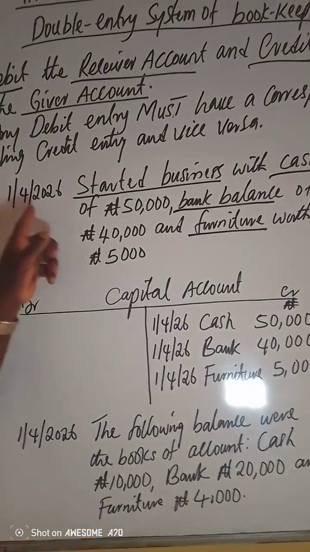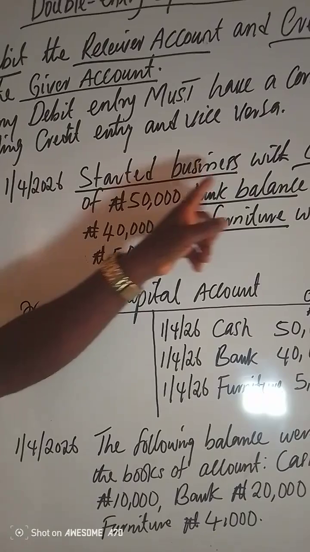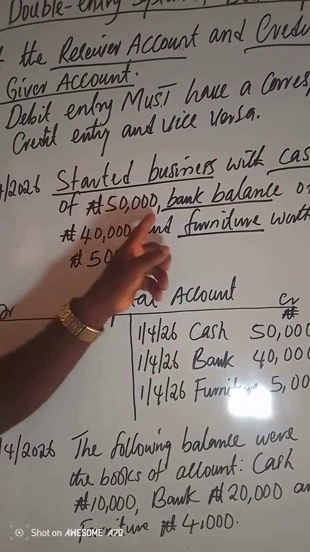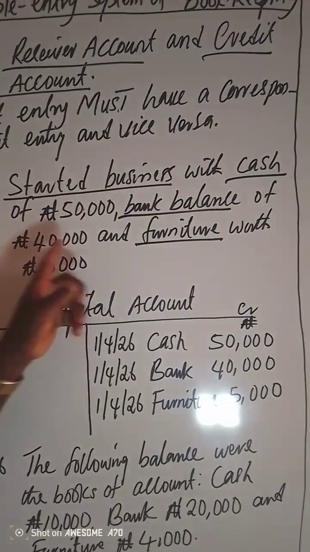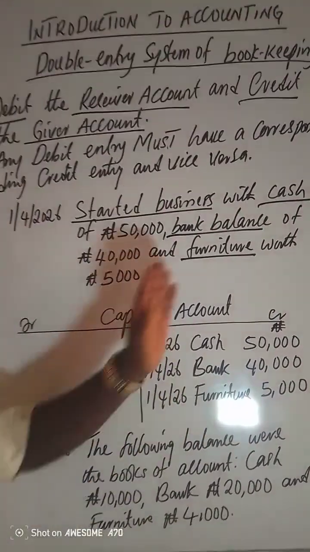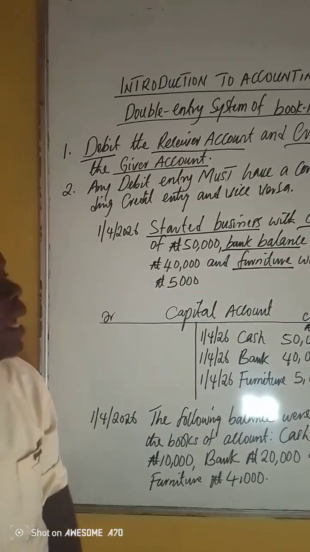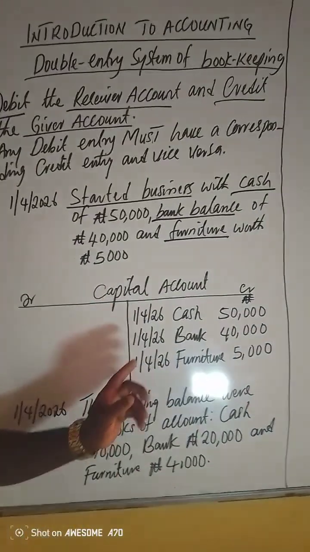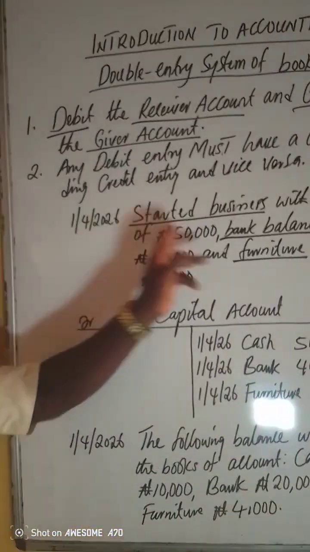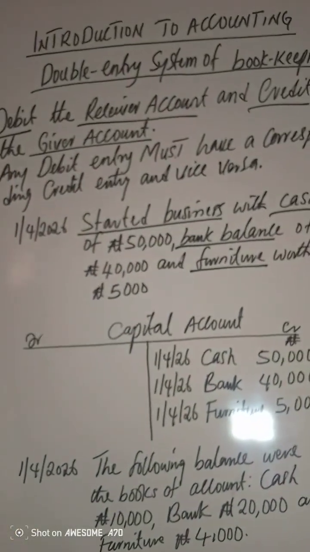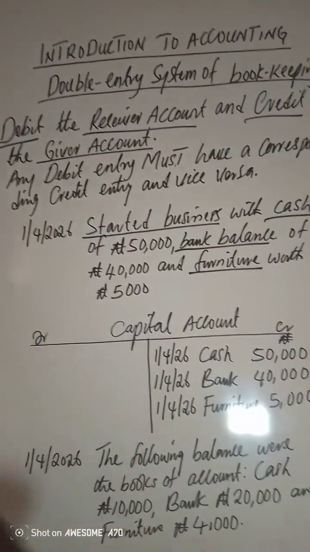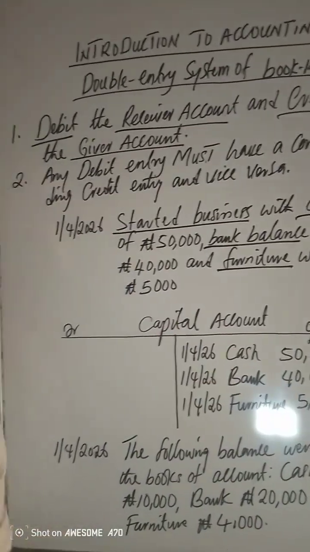We now say on the 1st of April 2026, started business with cash of 50,000, bank balance of 40,000, and furniture worth 5,000. How can we record this transaction using the ledger and the principle here? Let's start straightforward. Started business here means capital. If you start a business, you must have capital to introduce into the business.